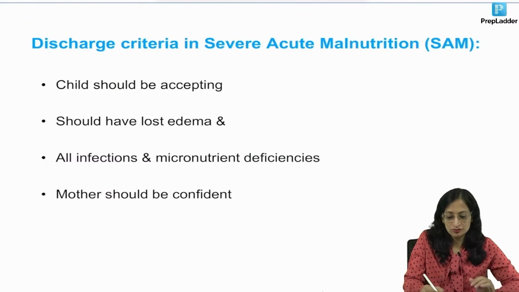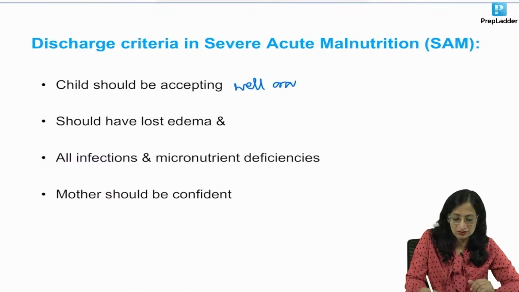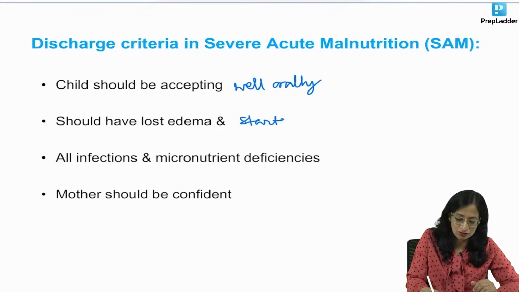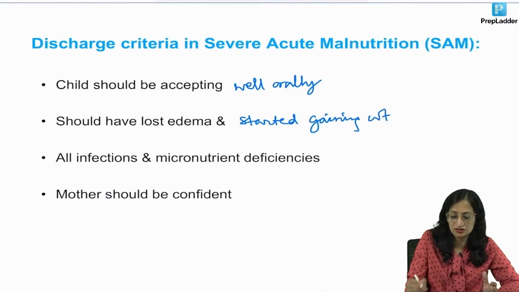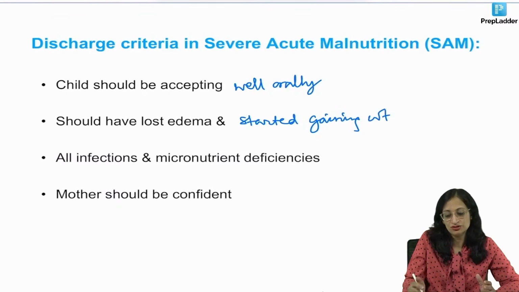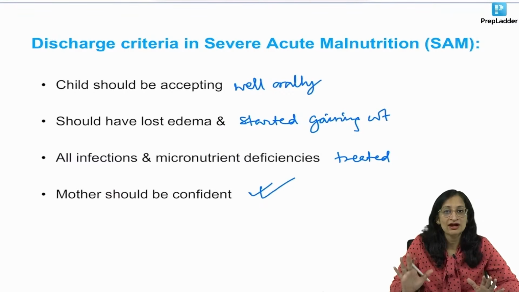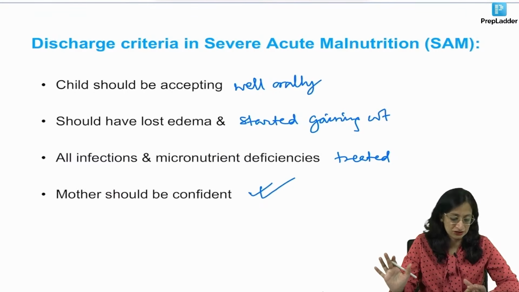So, the child should be accepting well orally, okay? The appetite should have improved. The child should have lost edema and started gaining weight, okay? Of course, the weight will not come to normal, but at least he has started gaining weight. All infections and micronutrient deficiencies should have been treated. And mother should be confident of taking care of the child at home. Only when all these criteria are met, you can discharge these children from hospital, okay?